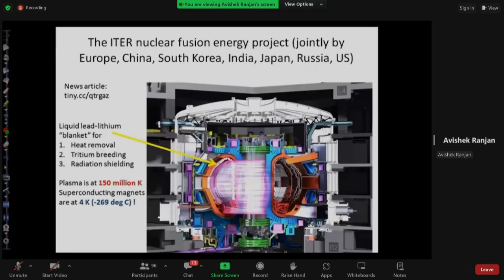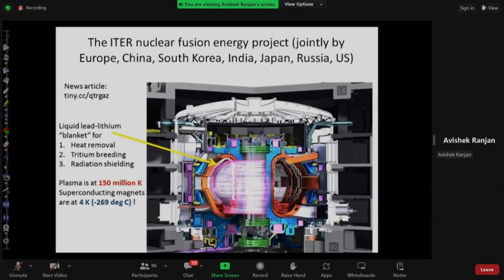So this is the ITER schematic I showed earlier, and here there are two ways the magnetic field is involved. First of all, it's involved in confining this plasma, which is at a very high temperature. So the magnetic field is used to confine that, and the other application of MHD is in the liquid lead lithium blankets, which is a liquid metal at a very high temperature, and that is basically there for three purposes.